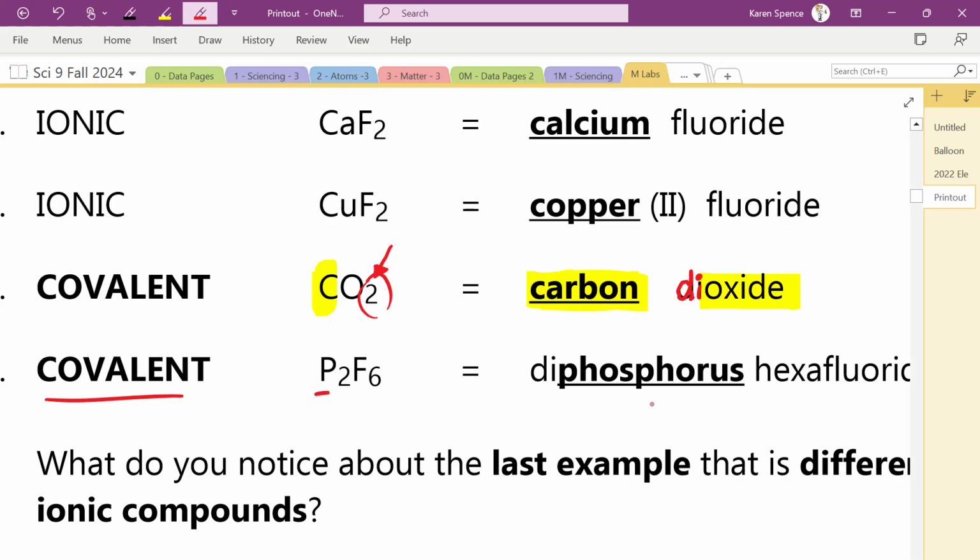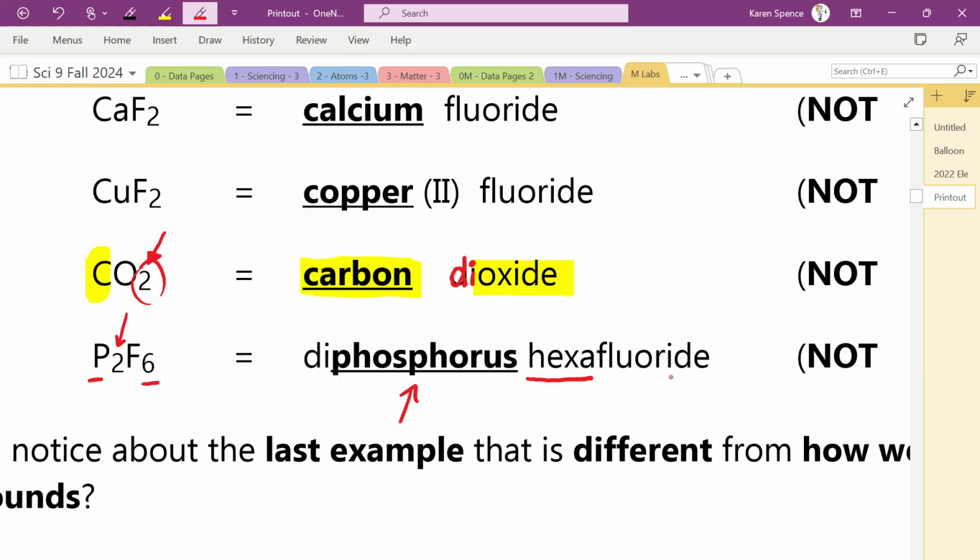We name our first element, which is phosphorus, but we have 2 of them, so we say diphosphorus. The prefix for 6 is hexa. And what did we have to do to the ending of the second word? Ide. So we have ide on the second word. Is there any ide on the first word? No. And there's something else that's a little strange, and we'll get to that in a moment.